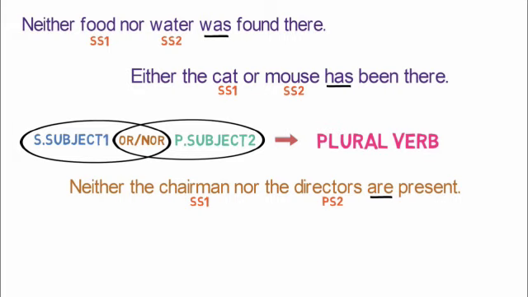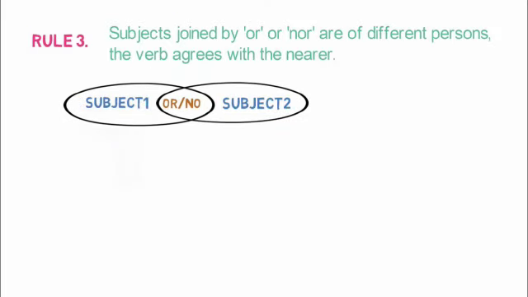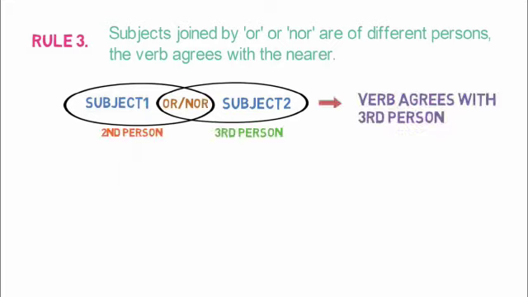So now let's move to the next rule. When subjects joined by or, nor are of different persons, the verb agrees with the nearer. Let's see this rule with a simple diagram. So, subjects joined by or, nor are of different persons and the verb agrees with the nearer. Let's see some examples to understand the rules.